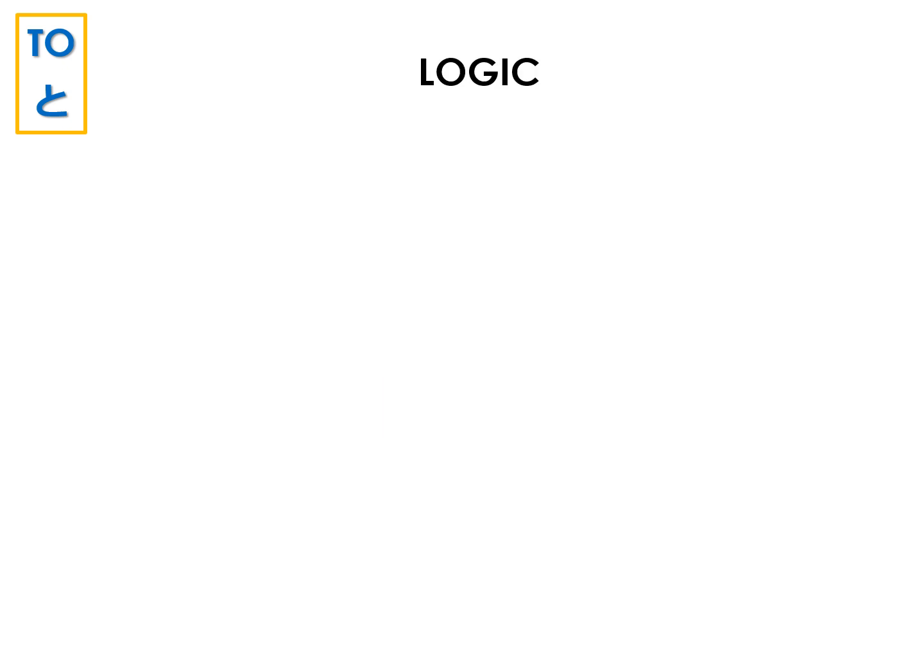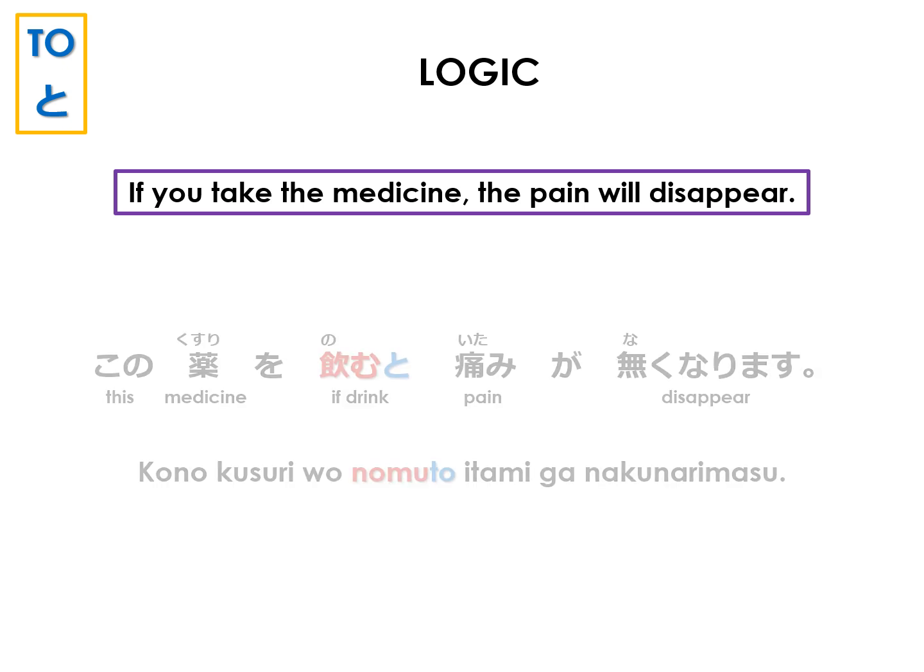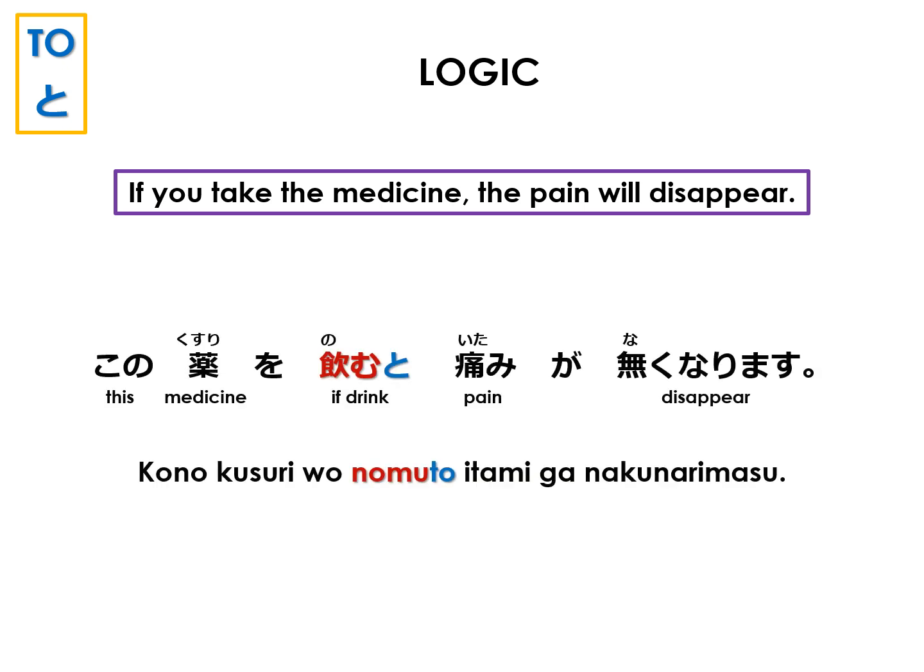This one is an example of logic. If you take the medicine, the pain will disappear. In Japanese, この薬を飲むと痛みがなくなります。It literally means that if you drink the medicine, the pain will disappear.